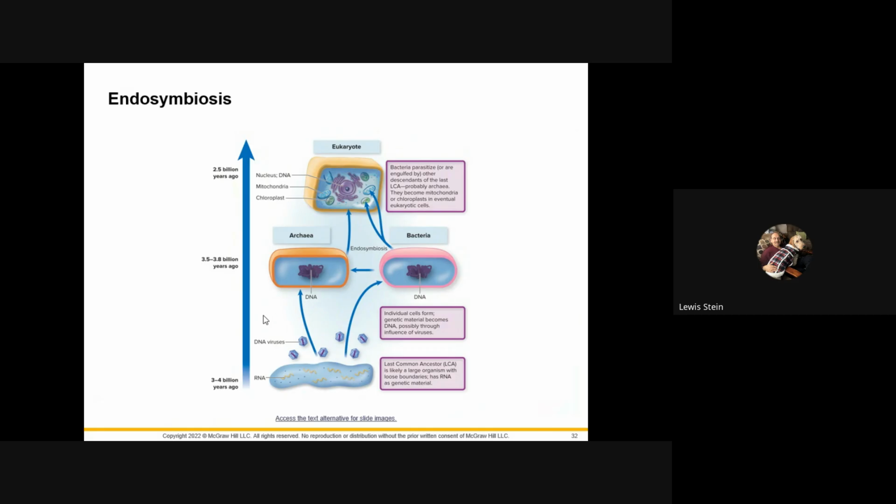And most likely viruses, individual cells, genetic material becomes DNA, possibly, notice the word. Whenever you see that in a book or in a PowerPoint, I've told you this before, permissive terms like that are short for I don't know or we don't know. So this is speculative, but scientifically speculative, through the influence of viruses.